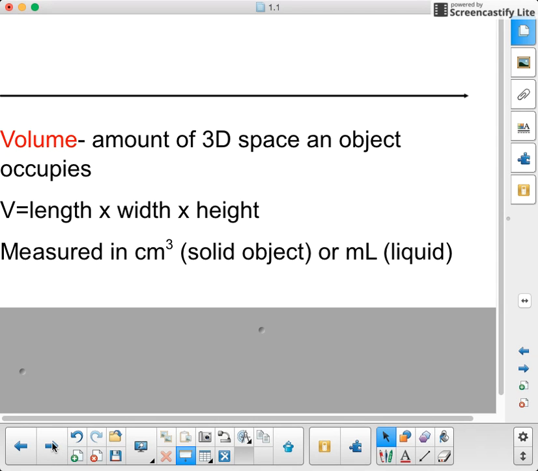And that is an important conversion. If you have 1 milliliter of liquid volume, that's equal to 1 cubic centimeter of solid volume. That'll be helpful when you're doing the lab and you need to measure the volume of an object by water displacement.